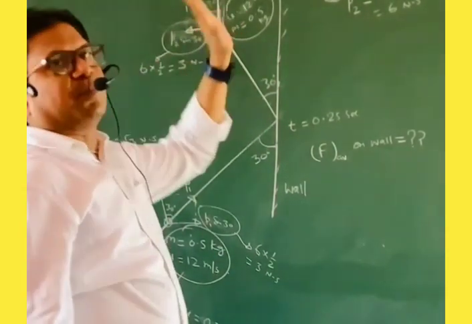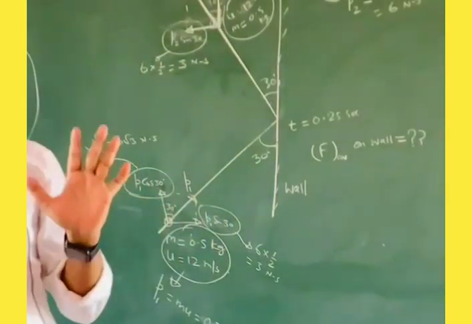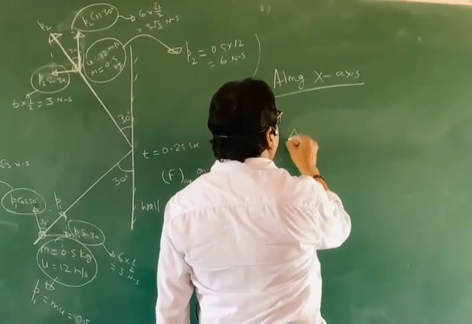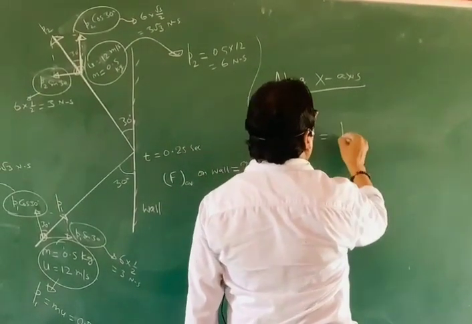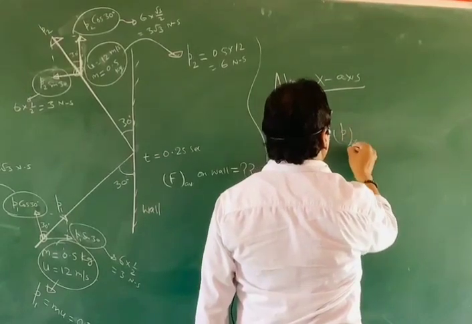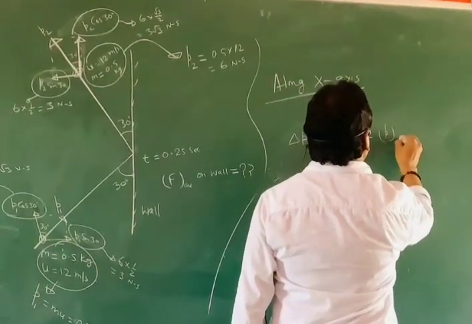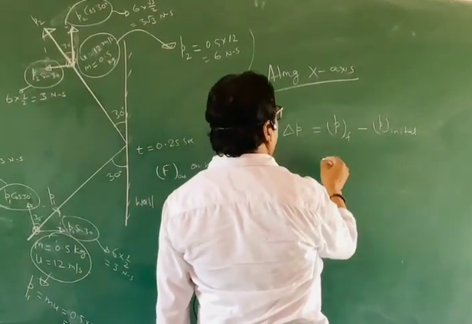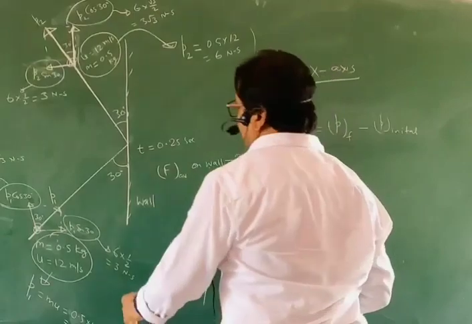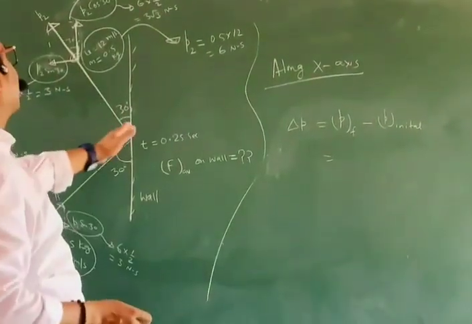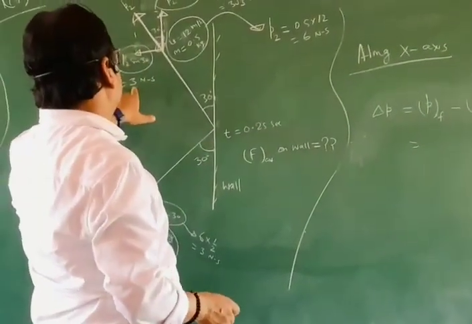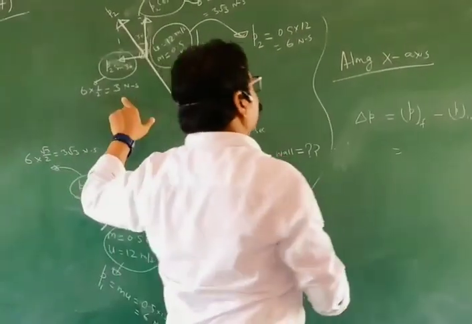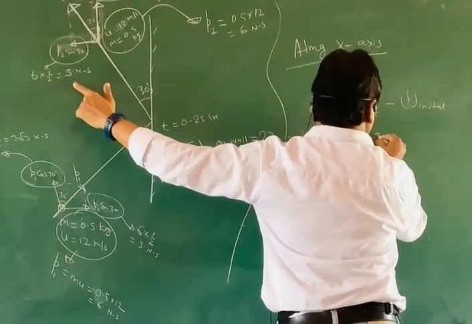So before striking this wall, the x component and y component are known for the initial condition, and after striking, the x and y components are known now. Okay. Just look at the board. So change in momentum, delta P, is equal to P final minus P initial. Any problem? So P final is what? Along x-axis, after striking, it is 3 in negative direction.